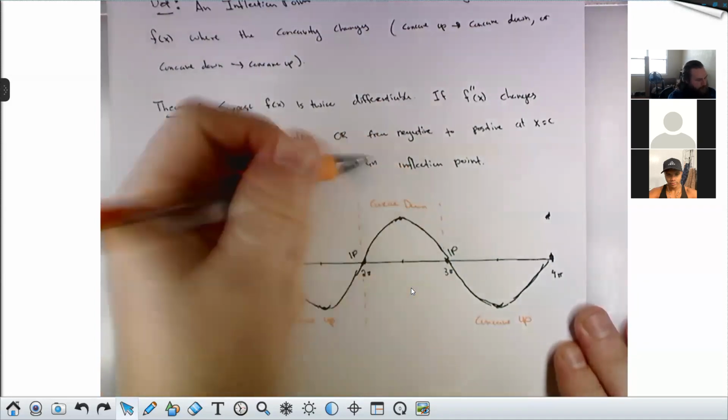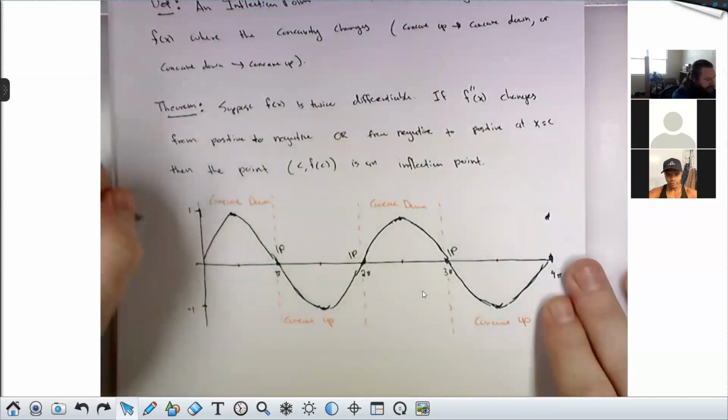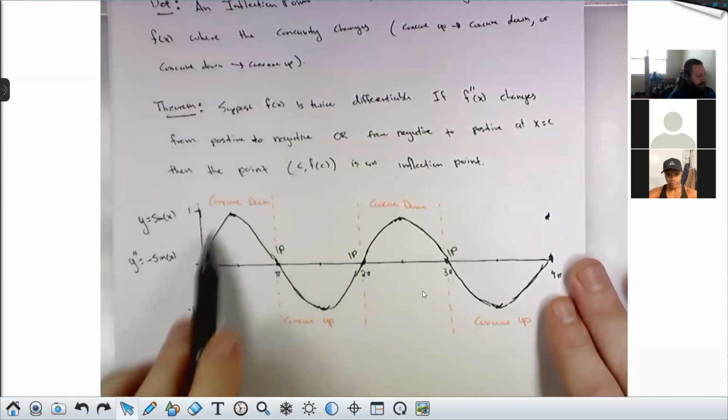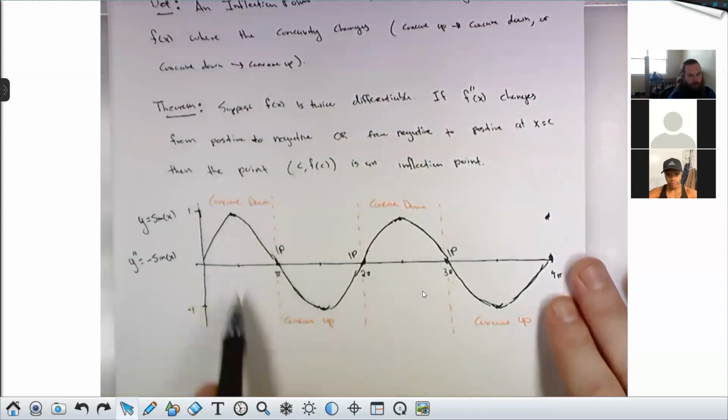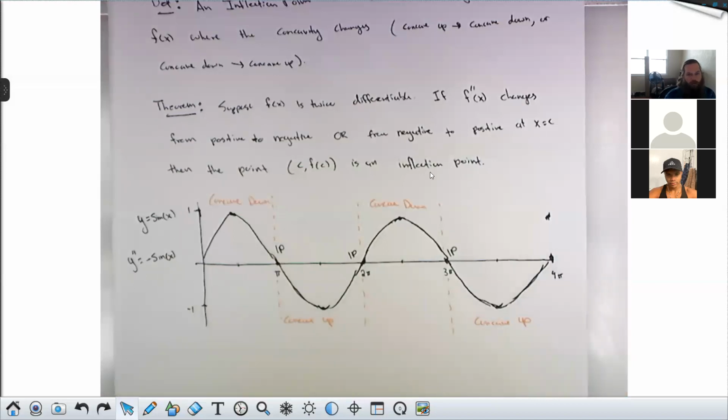What is the second derivative of sine x? Negative sine x. Yeah, the second derivative of sine x is negative sine x. So notice we're concave down everywhere here. The second derivative would just be the negative of this. We're concave up everywhere here. So the sign of the second derivative corresponds to the concavity of the original. This is a fun example to look at when it comes to all of these things.